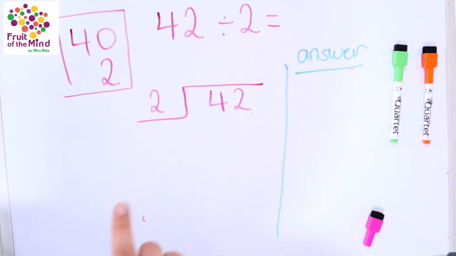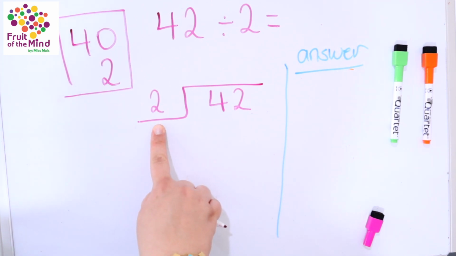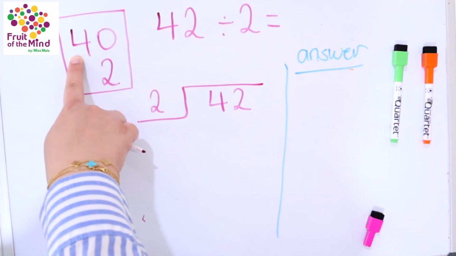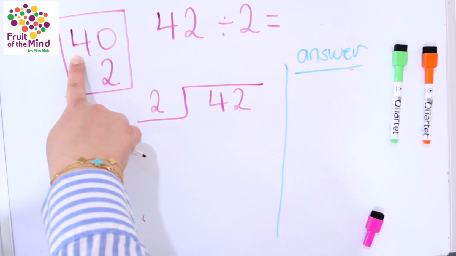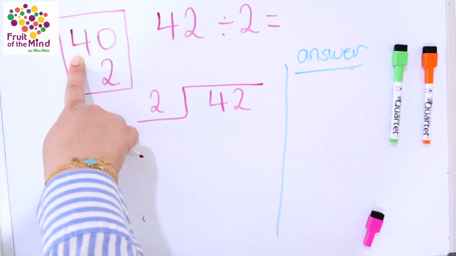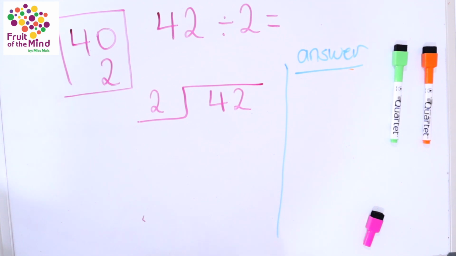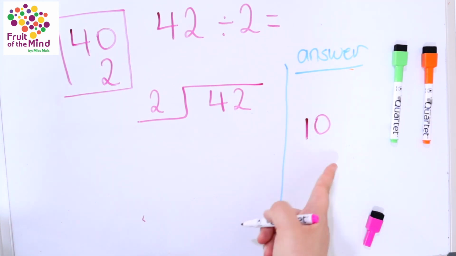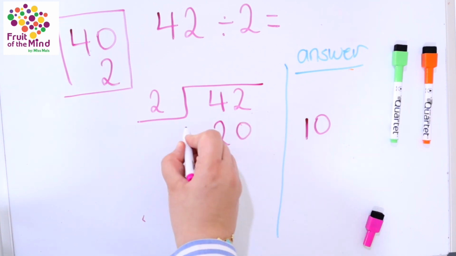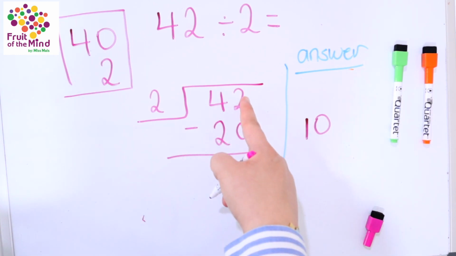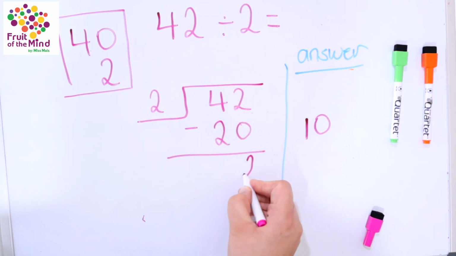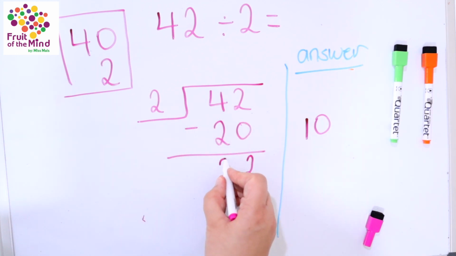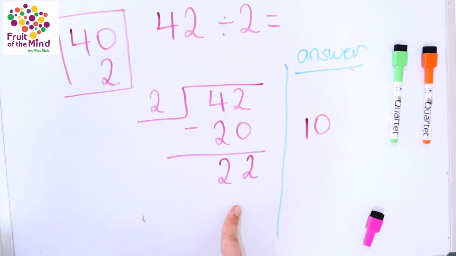And the first question is, how many times does 2 go in 40? Now, if I am not sure, I'm going to say it goes 10 times in 40. So I'm going to start with 10 2's. 10 2's is 20. Let's subtract. 2 minus 0 is 2. 4 minus 2 is 2. Actually, it's 40 minus 20 is 20. So my answer is 22.